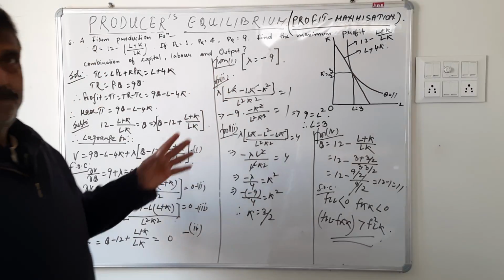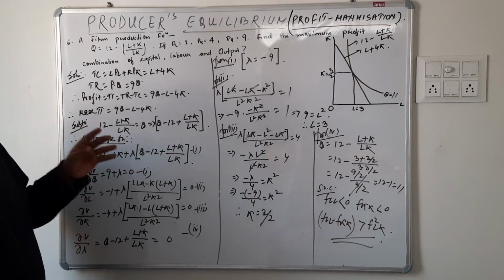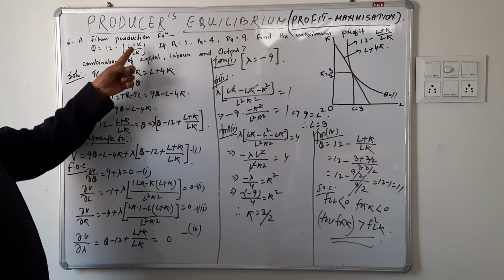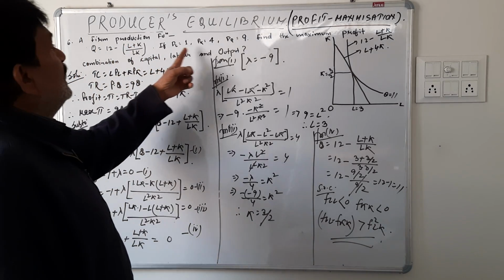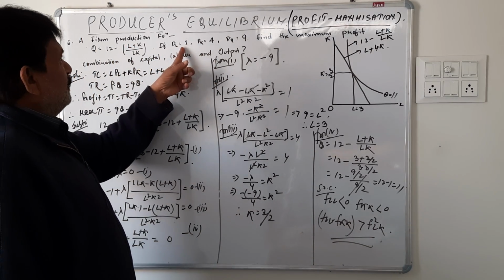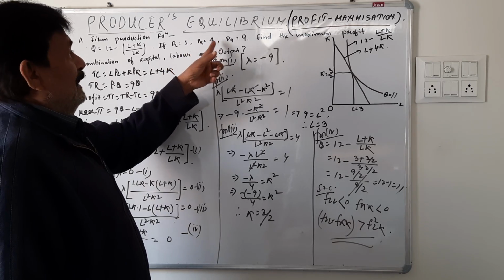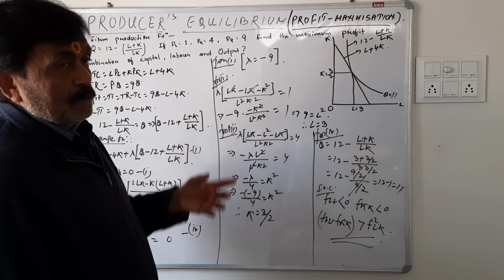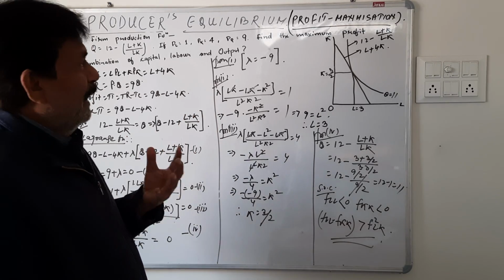Yes, this is the sum, rather a beautiful sum. This is the production function, Q equals 12 minus L plus K by LK, and we are given these three pieces of information. This is the price of labor, this is the price of capital, and this is the price of output, because we are going to maximize the profit, so we must have the price of output.